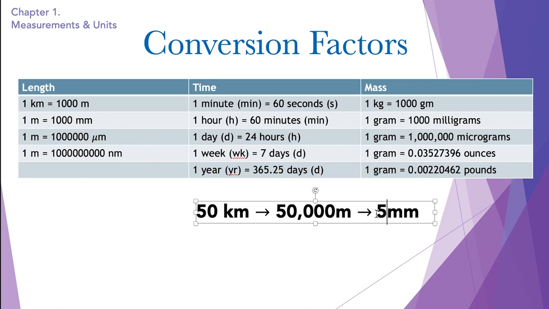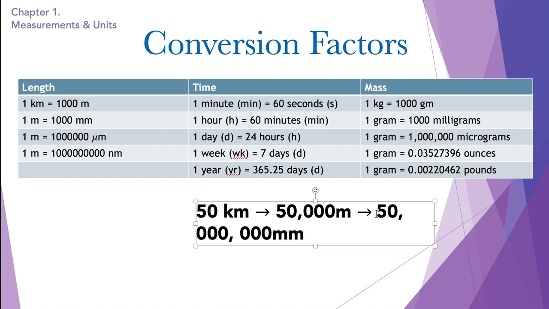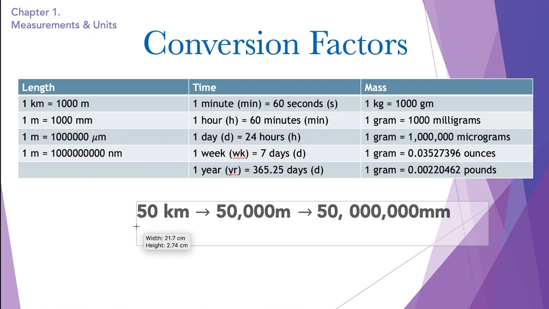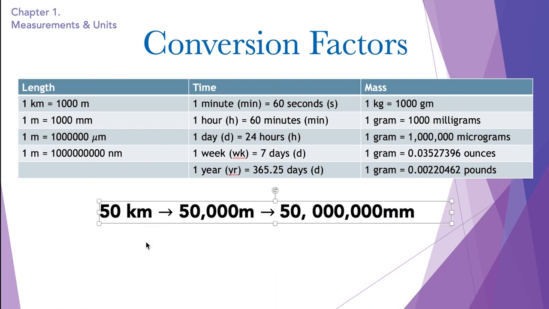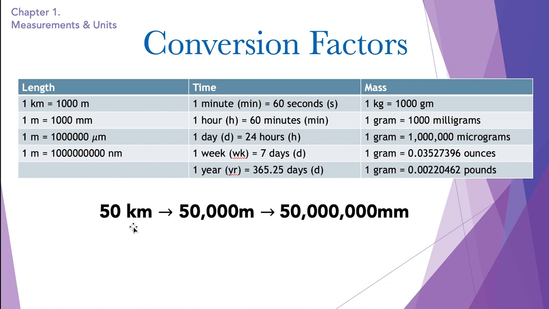So how do we write it? 50, comma, 3 zeros, comma, and 3 zeros again. Now that's a big answer. Of course, if we convert 50 kilometers into millimeters, then it would be a big answer because millimeters is very small. Now we can see that 50 kilometers are equal to 50 million millimeters. In the same way, if we are converting kilometers into micrometers, we first convert the kilometers into meters this way, and then convert the meters into micrometers.